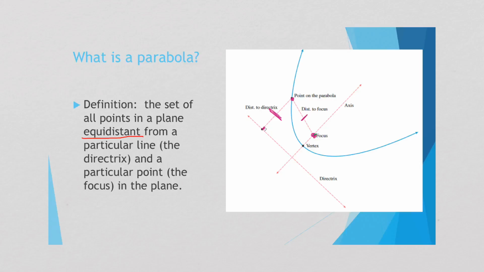So if I went from the focus to this point on the graph, that distance would be the same as going from that point straight down to the directrix. Those are the same, and it doesn't matter where I go on the graph. If I go over here, this distance and this distance are the same. So understanding the focus and where the directrix is an important piece of this puzzle.